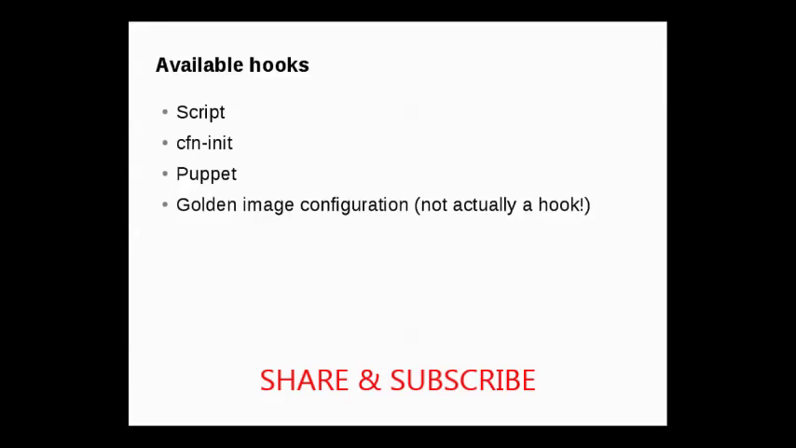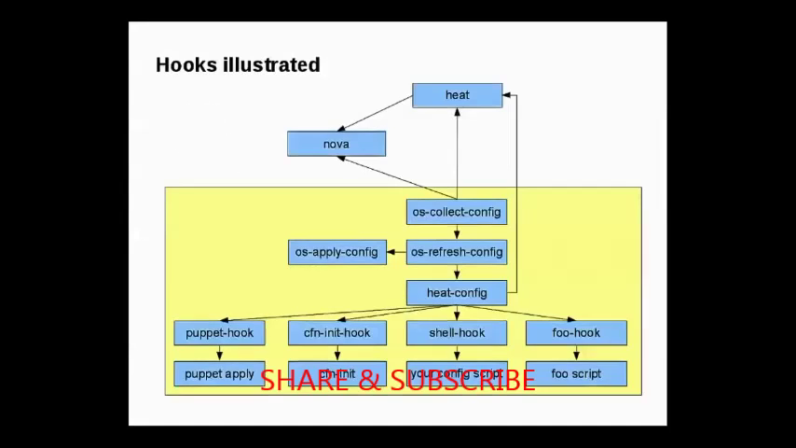So the hooks that are available, I've already shown you examples of them all. Script, CFN init, Puppet, and golden image, which isn't actually a hook. I'll just go back to this. With golden image, this diagram stops here. Everything below this isn't required because there'll be other scripts and config templates already on the image, ready to receive the new configuration data. Hooks yet to be written.